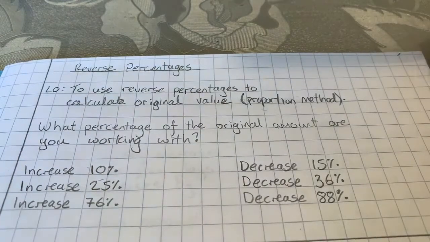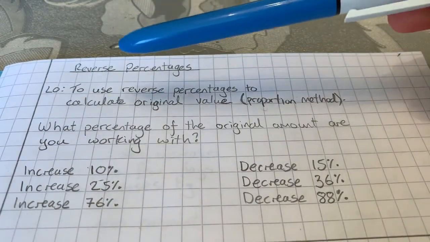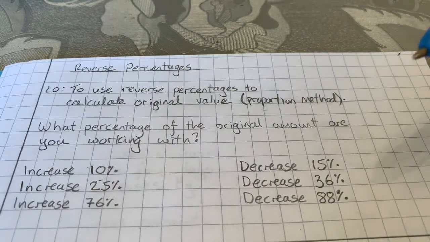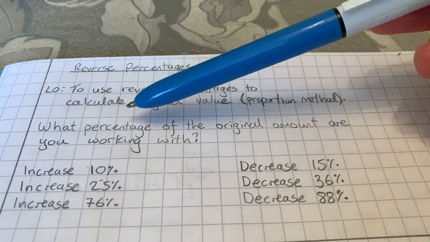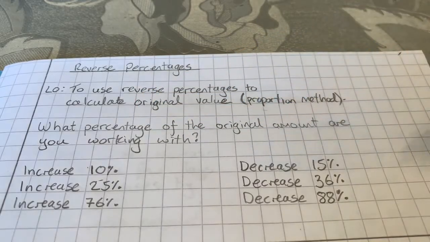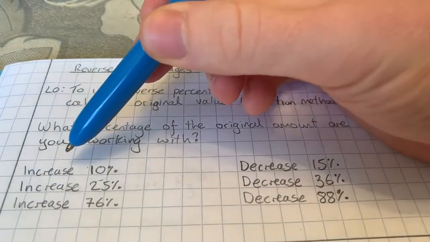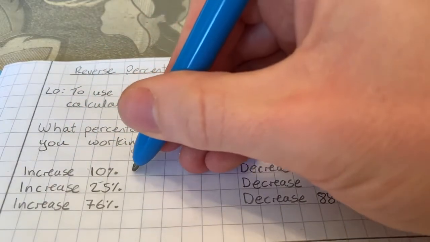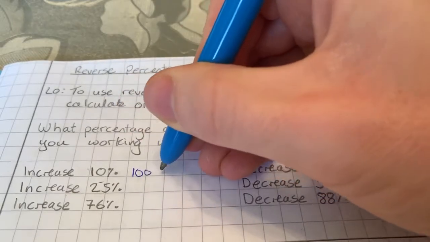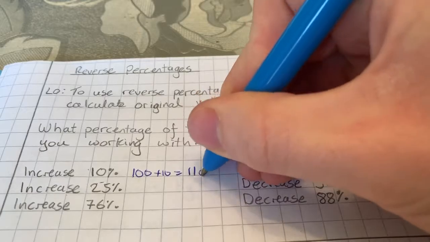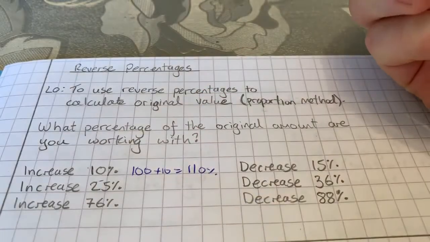This is about reverse percentages and using reverse percentages to calculate original values. Now, when doing this, what you have to really think about is what percentage of the original amount you are working with. So if we're doing an increase of 10%, that means you'll have 100% plus 10, so you're working with 110% of the original amount.